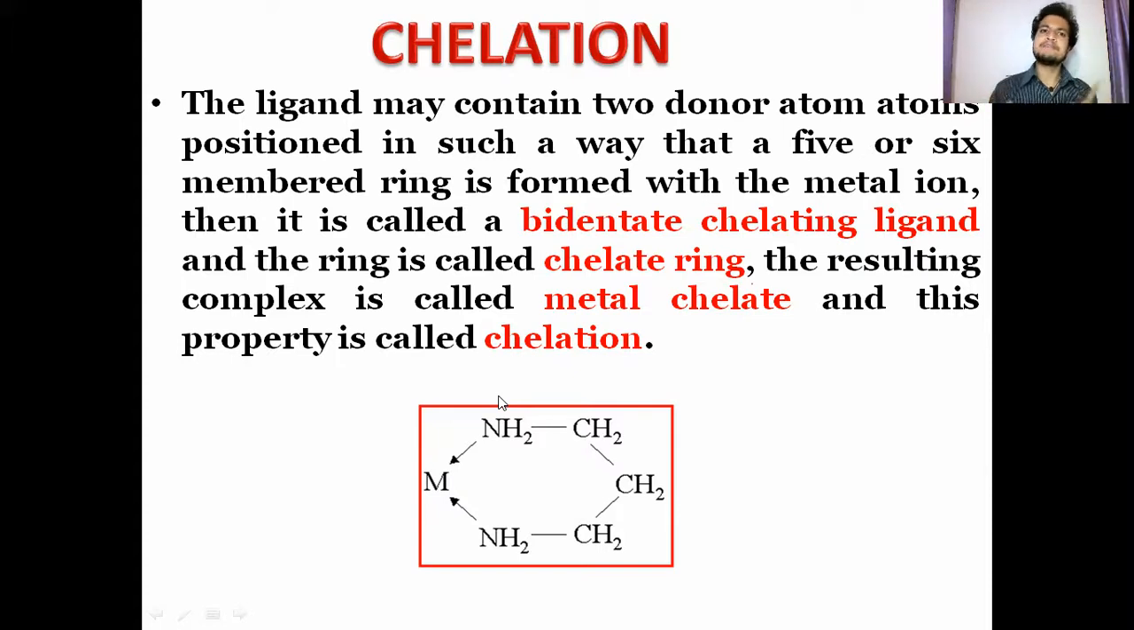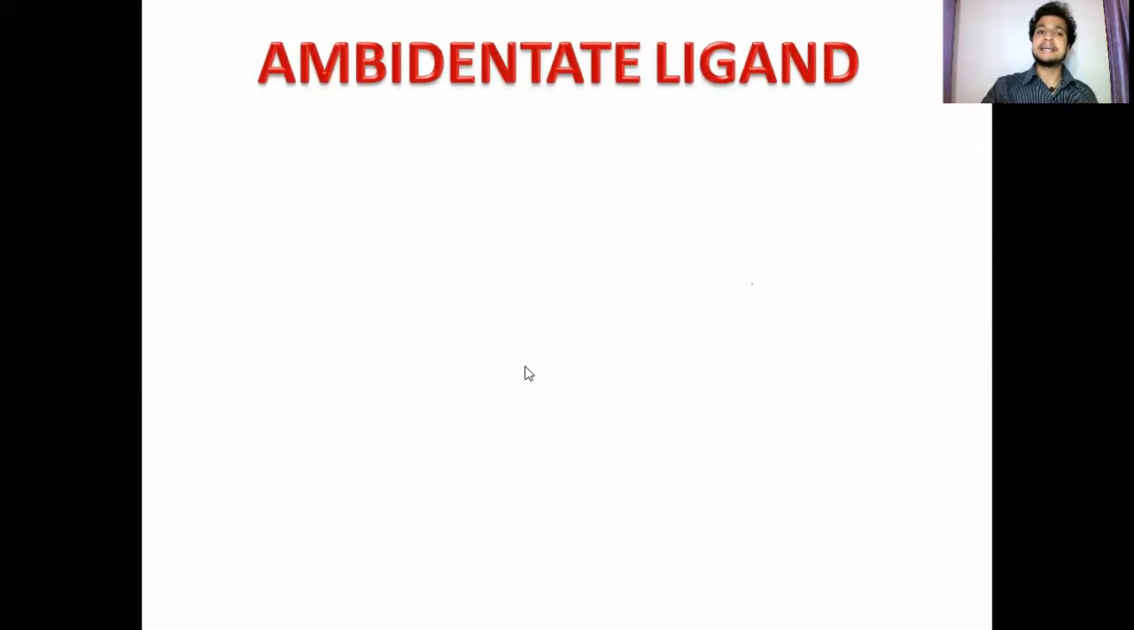So the criteria for a ligand to become a chelating ligand is that it should be able to form a ring with the metal atom. Okay, then it will be known as a chelating ligand, and it will have a property of chelation. Coming to the next, ambidentate ligand. What is the ambidentate ligand?